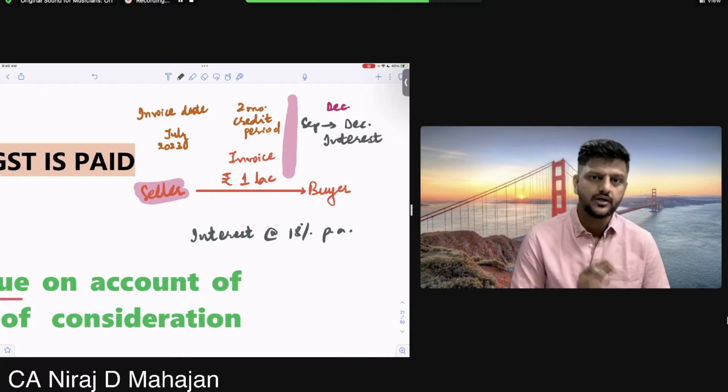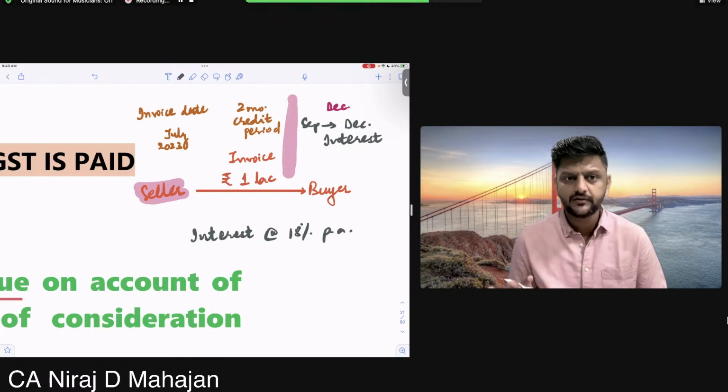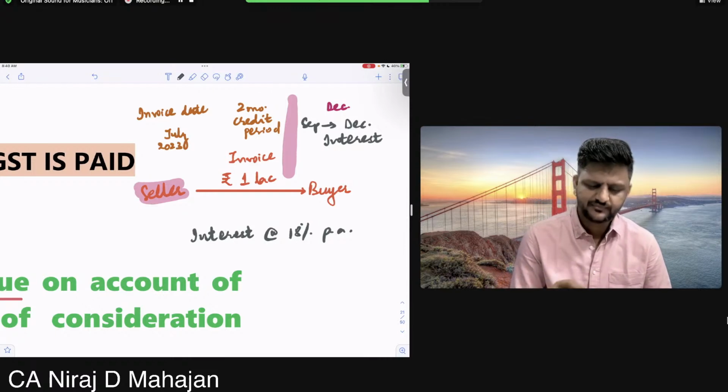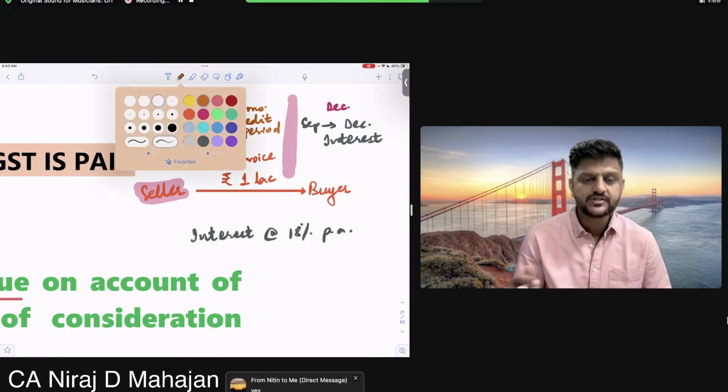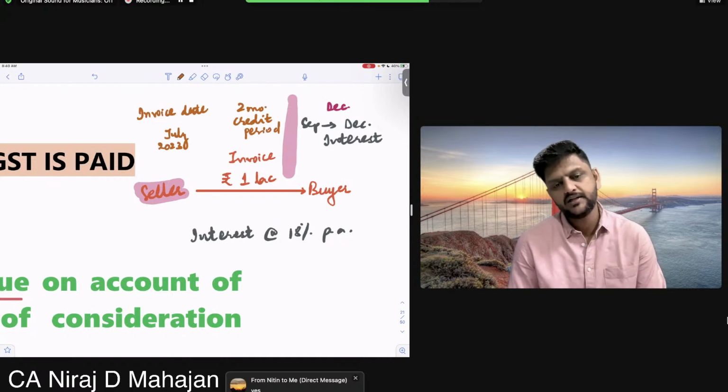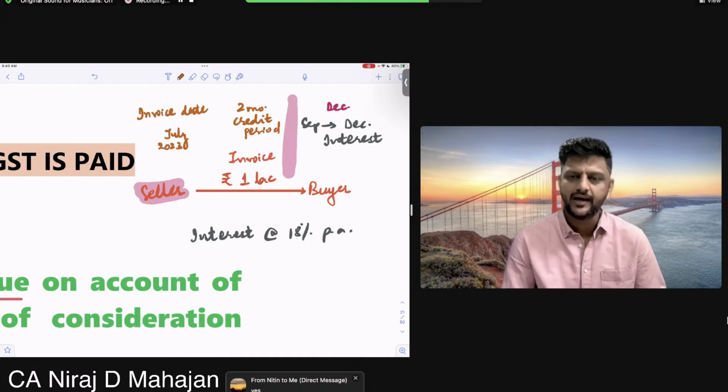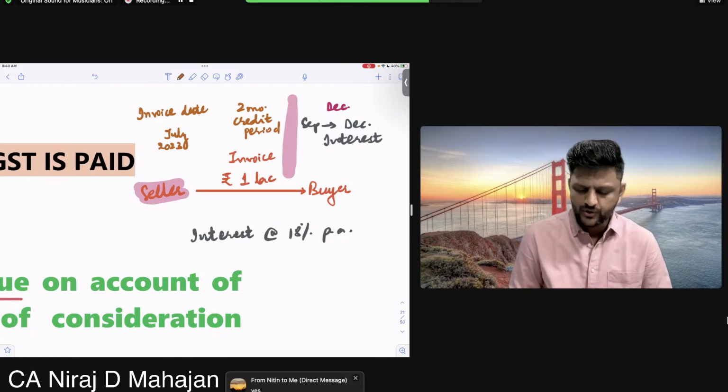Interest will be charged. Is it okay till here? Who is charging whom interest, by the way? The seller is charging the buyer interest. Okay, everybody? So is that not income of the seller? Yes. That is also income of the seller, ancillary to the original invoice of 1 lakh.